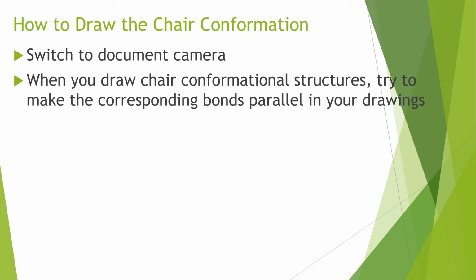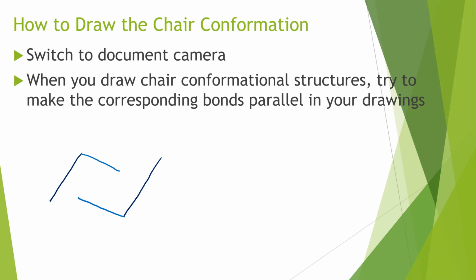When you draw the chair conformational structures, it's really important that you draw it correctly, because you're going to have to illustrate your equatorial and axial positions. So I'm going to do a little bit of a tutorial showing you how to actually draw a good chair conformation. It's all about drawing multiple parallel lines. So draw one parallel line, draw the other. And then I usually go from this direction.